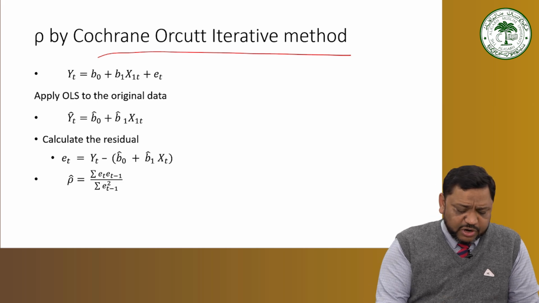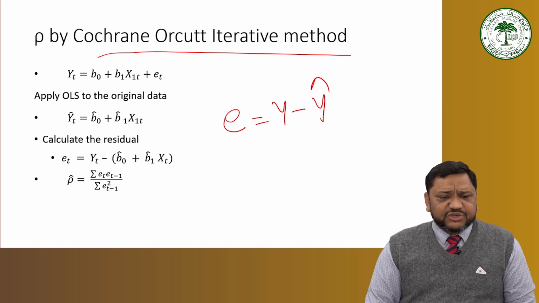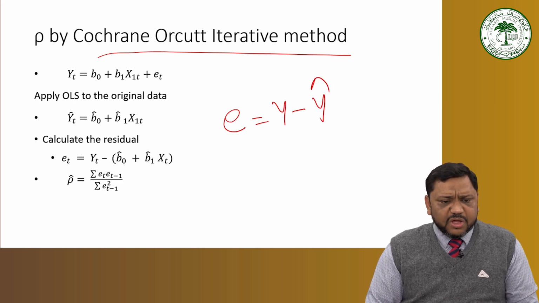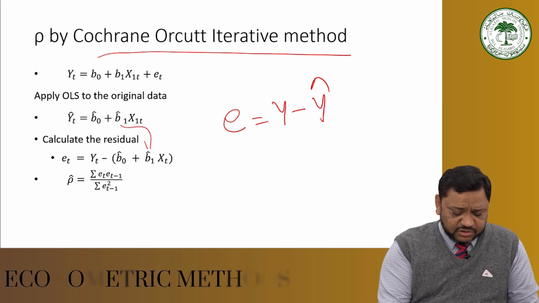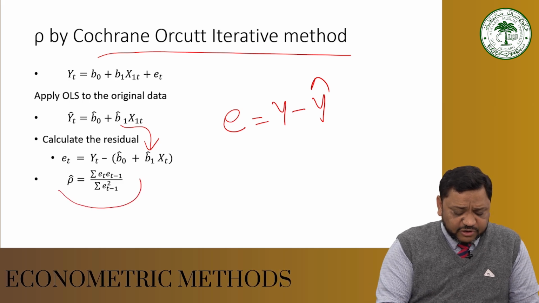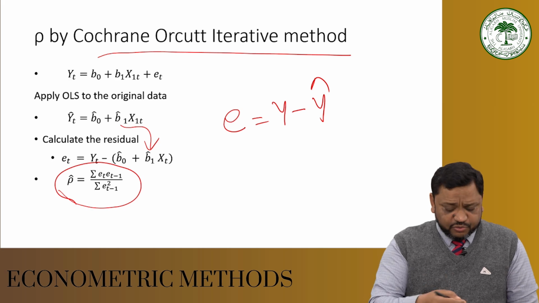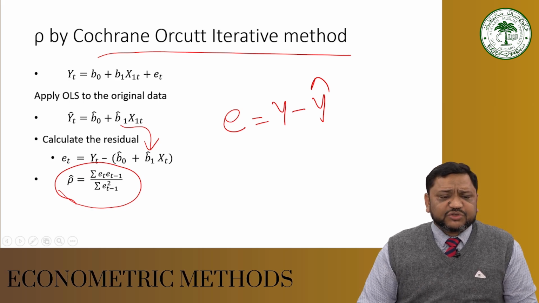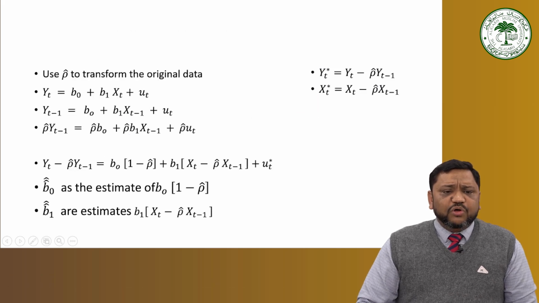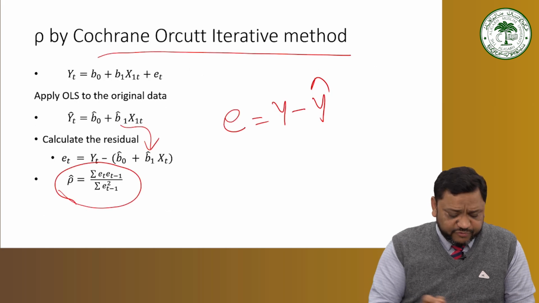Now you want to find the residual. What is e? e is nothing but the actual y minus the estimated y. So now you can calculate the residual likewise: e is equal to y minus y hat. Y hat you have just now seen, and you can calculate the value of rho hat by doing the calculation over here, that is summation e_t e_t minus 1 divided by summation e_t minus 1 square.